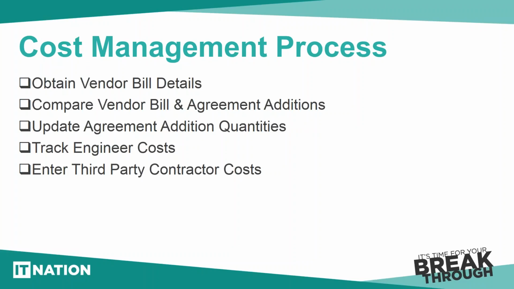So moving on to the process, how do we manage these costs in the system? Very high level, obtaining a vendor bill detail so that you know exactly what it is that you're paying the vendor for. Comparing those vendor bills to what you have in the system today from an agreement standpoint, as well as the detailed products on the additions tab. Making any updates, so quantity counts, cost changes, anything that needs to be updated will need to be adjusted. And then two sort of separate areas would be tracking engineering costs, so actually having a burden cost associated with engineer hours, and then managing any third-party costs that may be coming in.